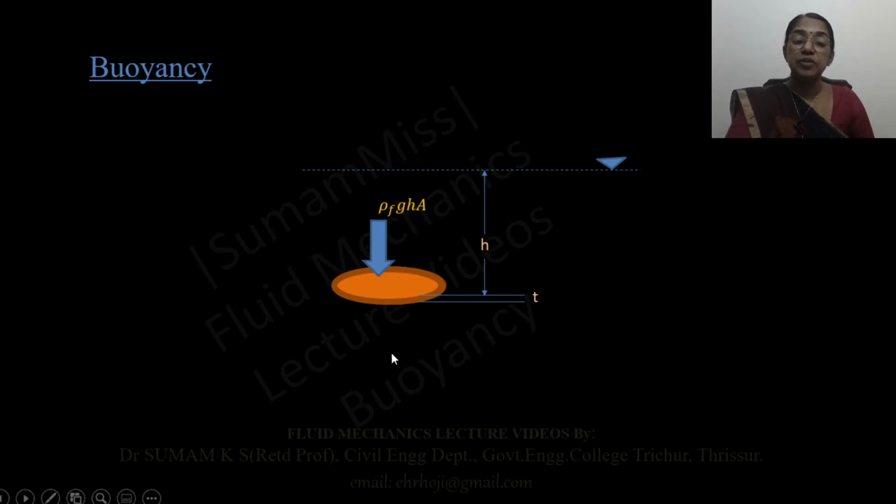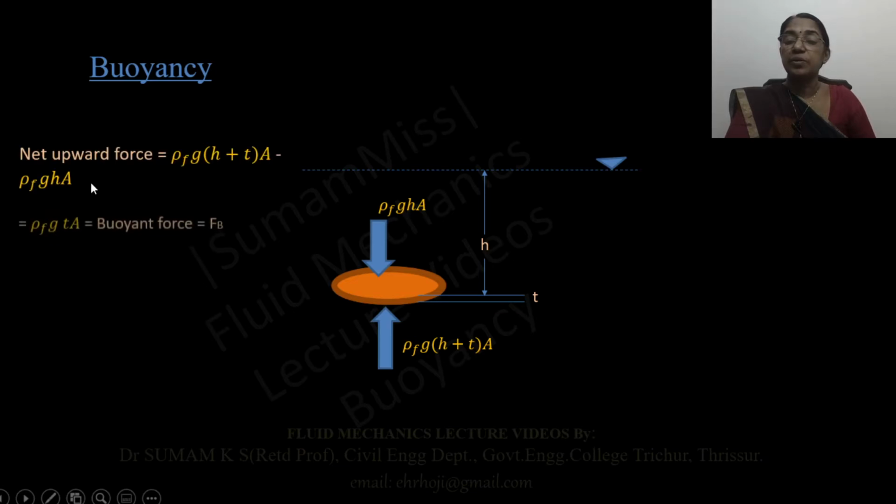Similarly, the pressure force which is acting in the upward direction on the bottom face of this plate is equal to ρf g (h + T) into A. The net force is in the upward direction. So the net upward force is equal to the difference of these two forces, that is equal to ρf g T A. So this is the buoyant force and it is denoted by Fb.